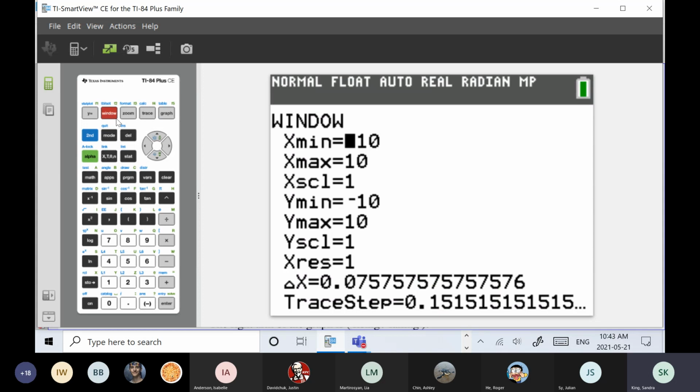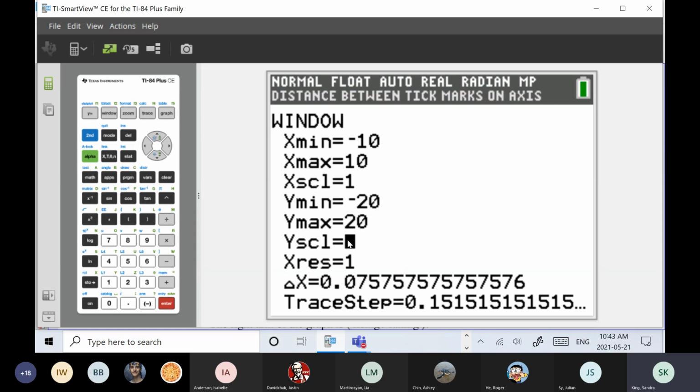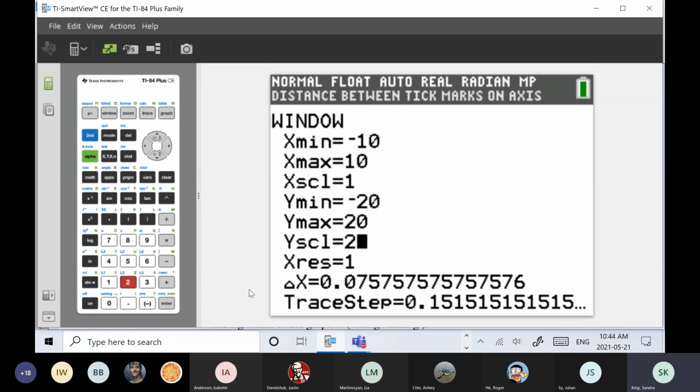So I'm going to go to window, and I don't really know what to change it to. I'm just guessing right now. I'm going to do -20 to 20. What I do as a scale factor is, if I want to go to a maximum of 20, I just take off a 0 and do a scale factor of 2. That just means that each hatch mark is going up by 2. I could have kept it at 1. Actually, I will keep it at 1 just so you can see.